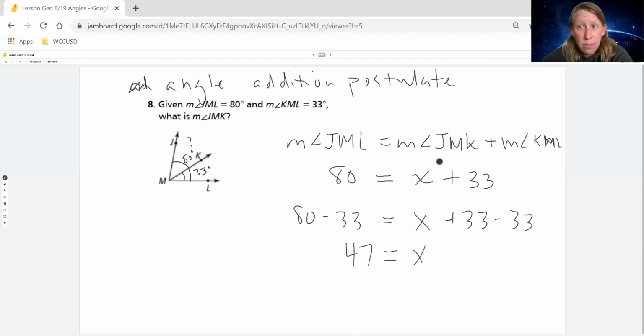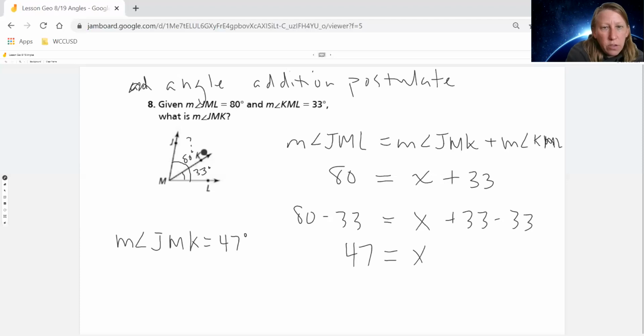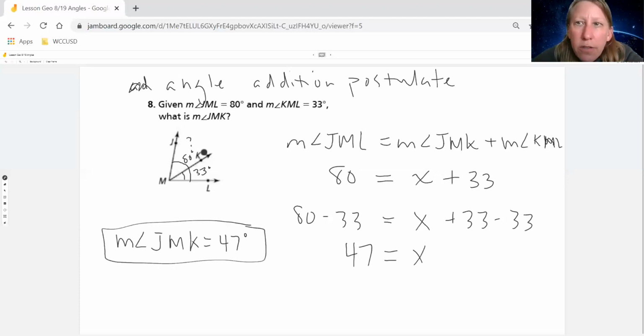Okay, what did I say about getting X? Is that the answer in geometry? Sometimes, sometimes not, usually not. So we have to go and answer this question. What is the measure of angle JMK? JMK is 47. So the measure of angle JMK is 47 degrees. That's it. That's how you do some math problems with angles and the angle addition postulate.